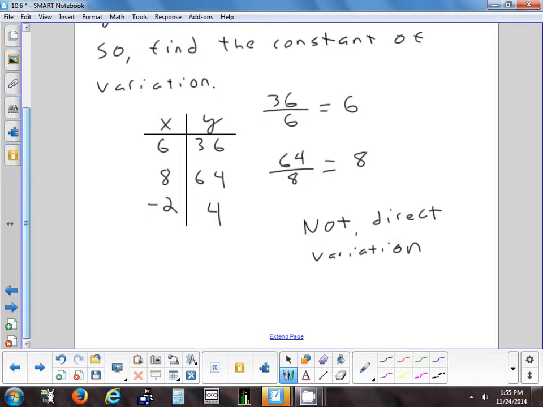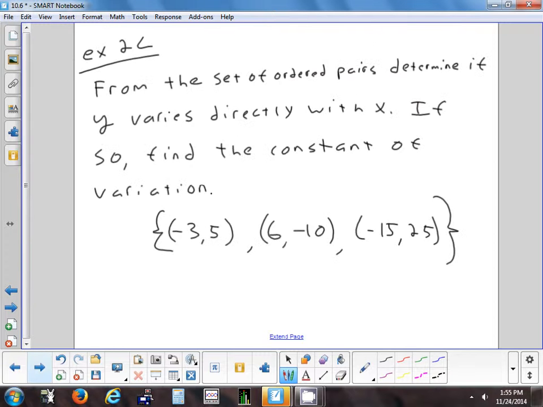So what's the constant of variation here? There isn't one. It has to come out the same every time. This one didn't. Okay, so nothing we can do there. Okay, here's the same kind of problem, except instead of as a table, they just wrote the coordinates horizontally.